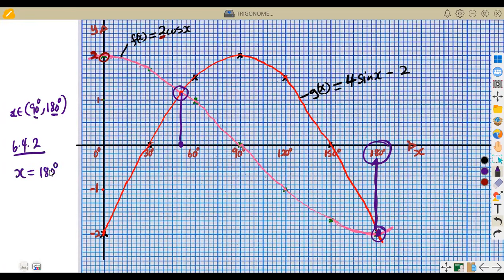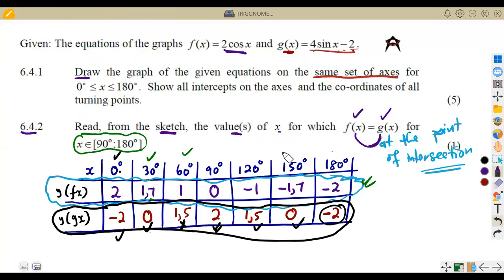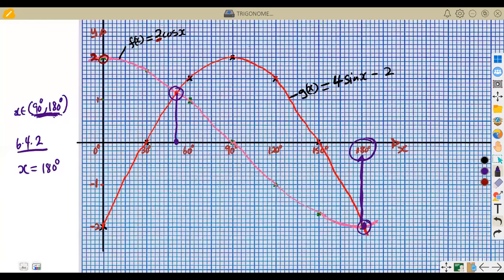180 degrees, for values which are in the interval of 90 to 180, within that range that you're given. That's where our answer is supposed to be taken. All right, so that was the idea here. You have your table. From the table, properly present your graphs on the graph. That is how we can have this one.